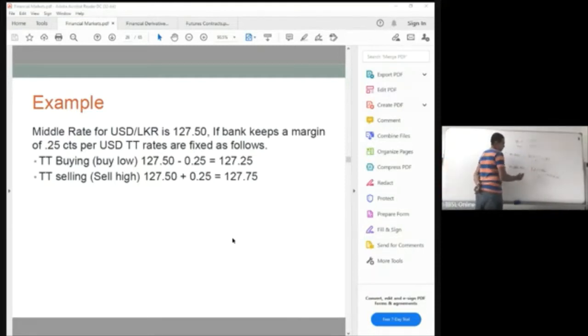So if the margin is 25 cents, the bid should be 127.50 minus 25 cents, 127.25. And the offer has to be more than the middle rate, so 127.50 plus 25 cents, 127.75.